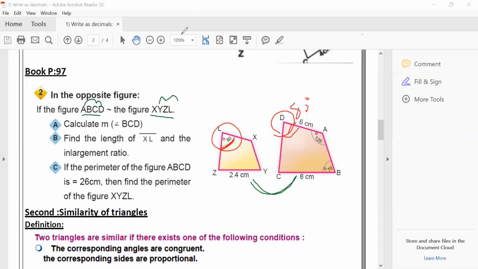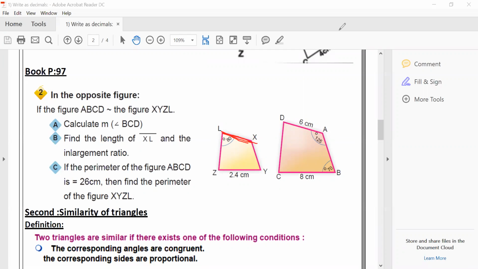No, you must see C, its corresponding is Z, not L. Which one corresponds to L? It is D. So I used the D, then I got it from the sum of the interior angles of the polygons, the quadrilateral. Then he wants me to find the length of XL. Where is XL? XL, this is XL. I want to find the length of it.